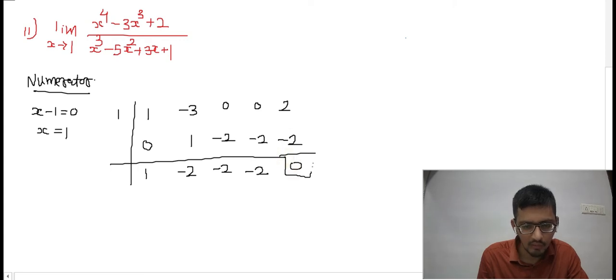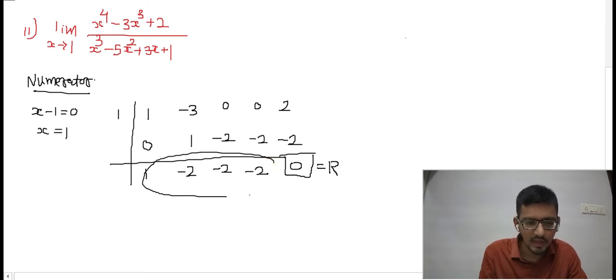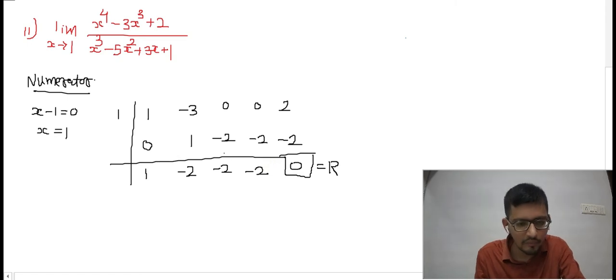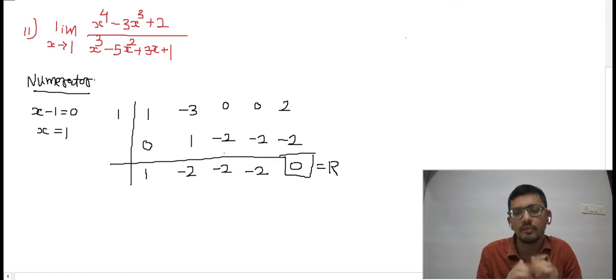0. So whatever last thing you are getting, that is called remainder. And of course remainder will be 0. Why? Because x minus 1 is a factor of this polynomial. So what about this remaining? This remaining is the coefficient of a quotient polynomial.